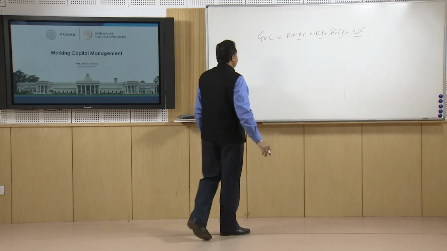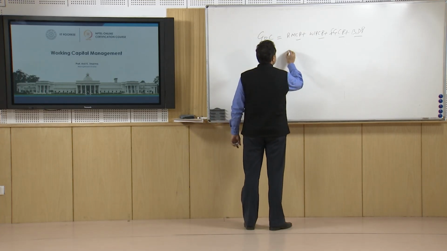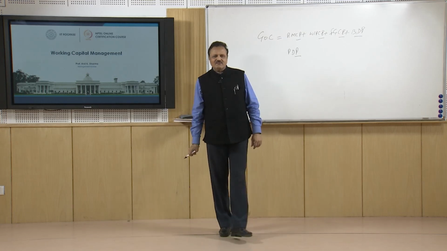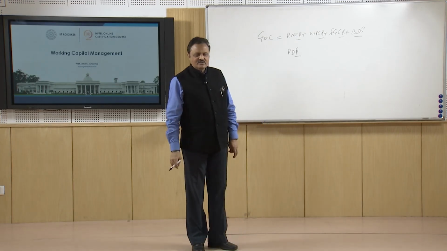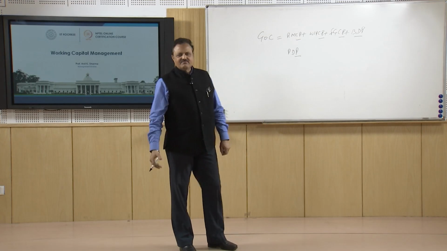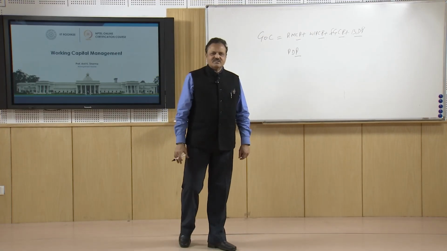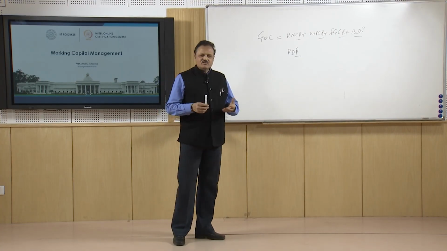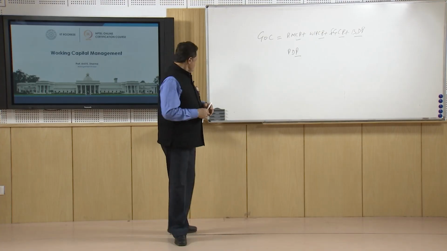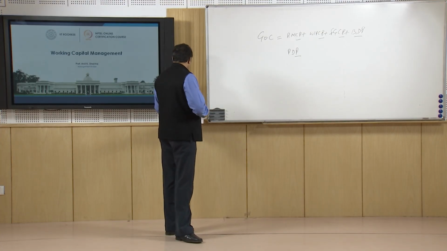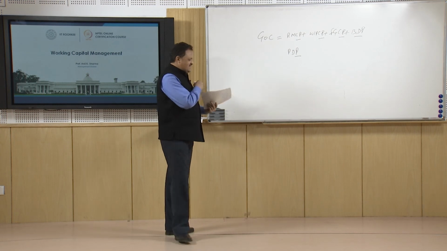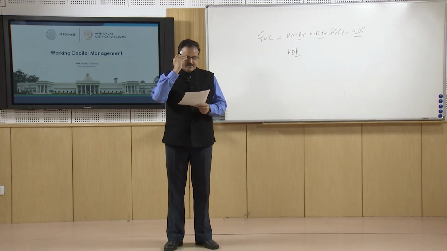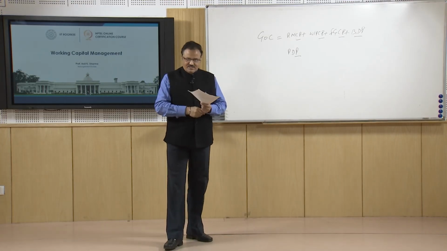Similarly we have to calculate the PDP also, that is the payment deferral period, and how to calculate this payment deferral period is another important point to learn, so that we can quantify it and convert the total information given to us into number of days. Then we sum up the four periods, and GOC minus PDP is the net operating cycle. So for calculation of these periods we have certain formulas, and with the help of these formulas we can calculate this duration.